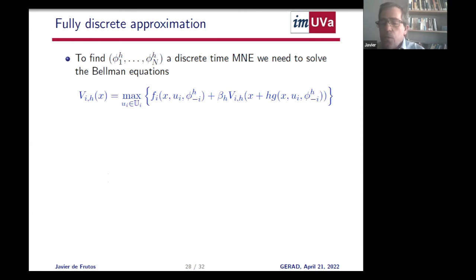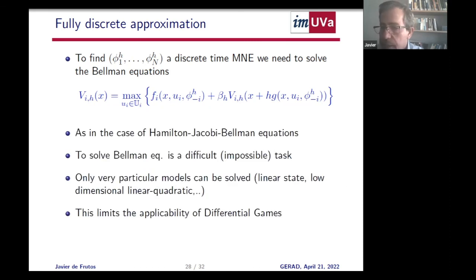Okay, fully discrete approximation. Our problem now is to find a discrete time Markov Nash equilibrium, and we have to solve the Bellman equation. And we have here nearly exactly the same difficulties as with the Hamilton-Jacobi-Bellman equation. Before, I should say that this is a set of equations that is easier to deal with than the case of Hamilton-Jacobi-Bellman, because they are not nonlinear partial differential equations, but still they are nonlinear functional equations, Bellman equations.